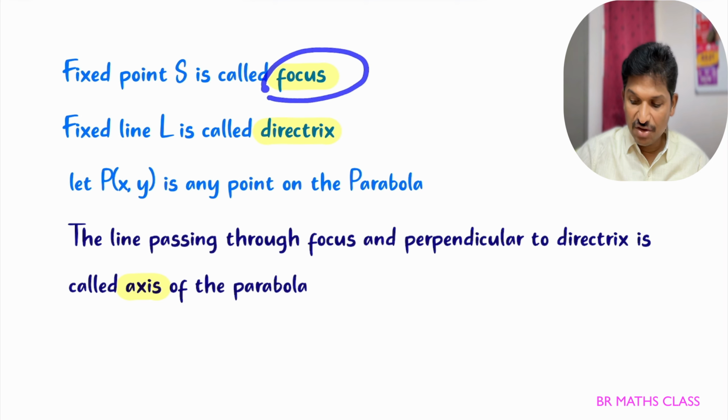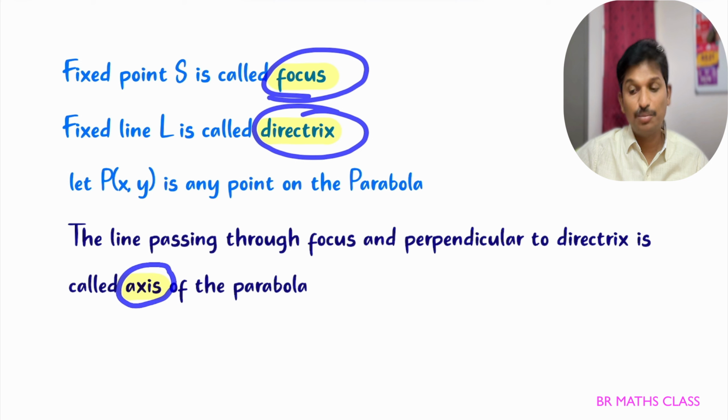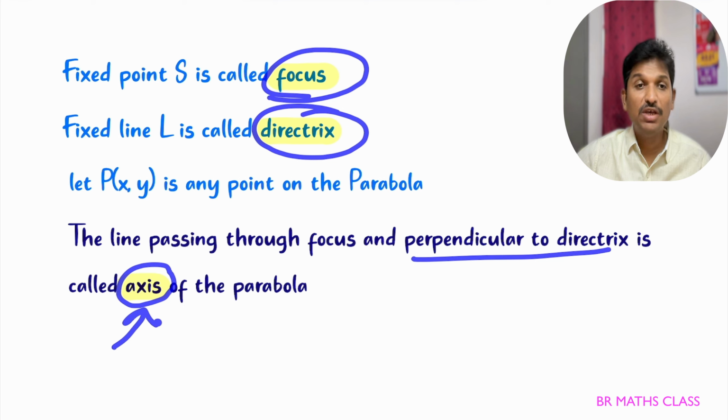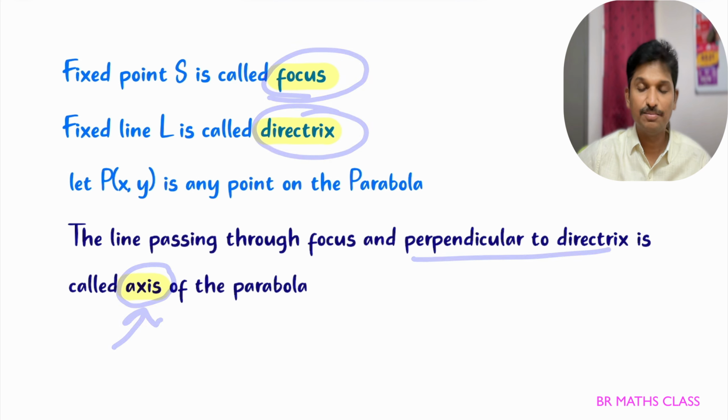The fixed point is called focus, the fixed line is called directrix, and the line passing through focus and perpendicular to directrix is called axis of the parabola. It is important you know these things: what is focus, what is directrix, what is axis. We use them very frequently throughout this chapter.